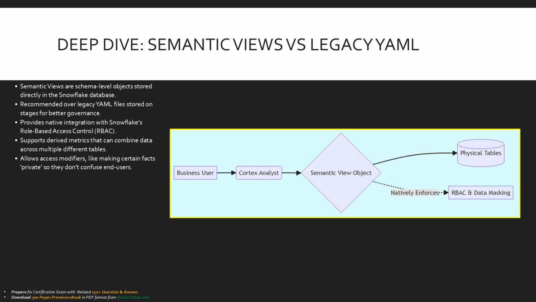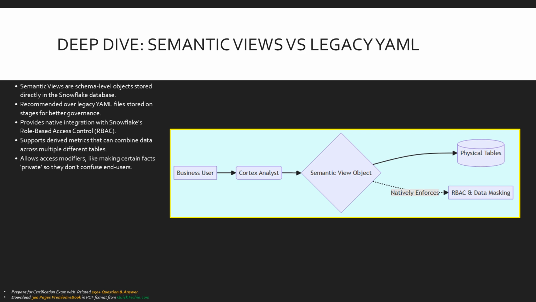Instead of managing file permissions on a stage, you get full, native role-based access control, privilege management, and governance features right out of the box using standard SQL grant statements. You can easily share semantic views across your organization or even publish them on the Snowflake marketplace. Furthermore, semantic views support advanced features like derived metrics, which seamlessly combine data from multiple disparate tables. They also introduce access modifiers. For example, you can mark a raw fact column as private, meaning it is hidden from the LLM and the end user, but still available under the hood for calculating complex public metrics. It is an incredibly powerful evolution.